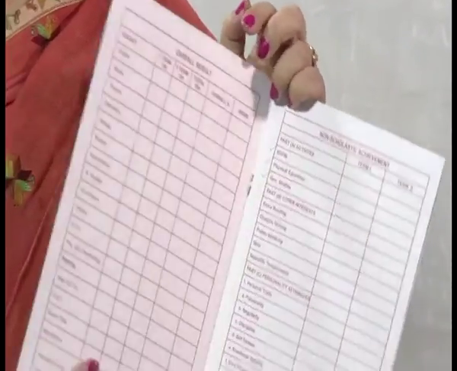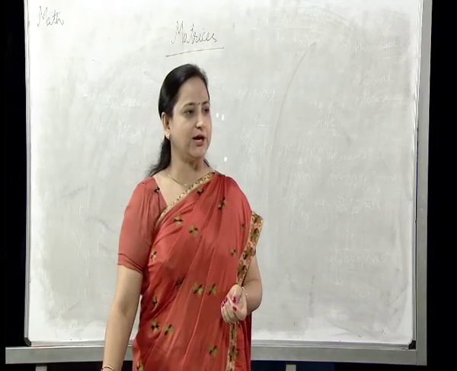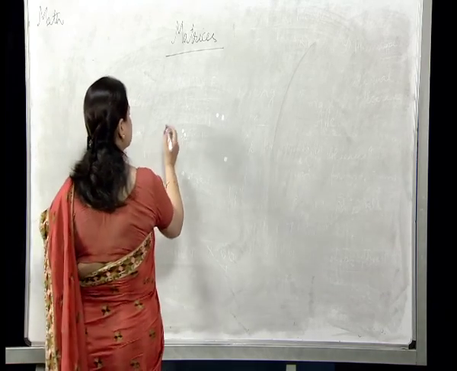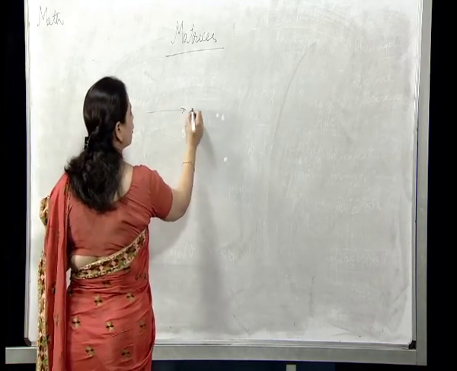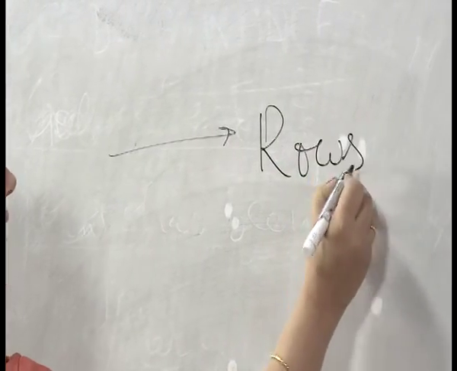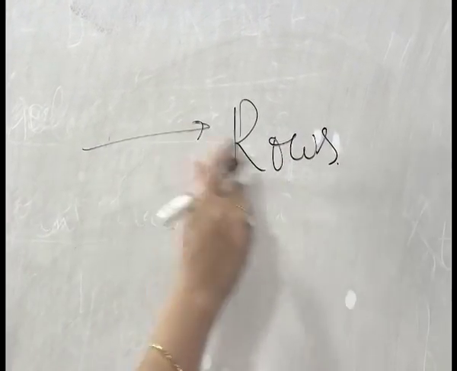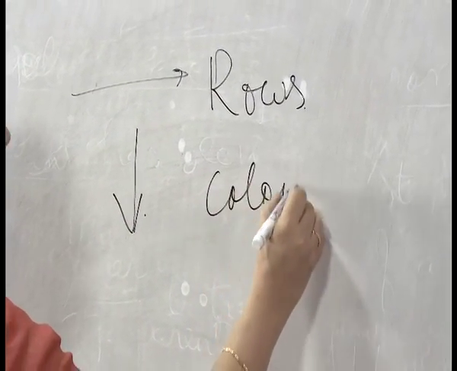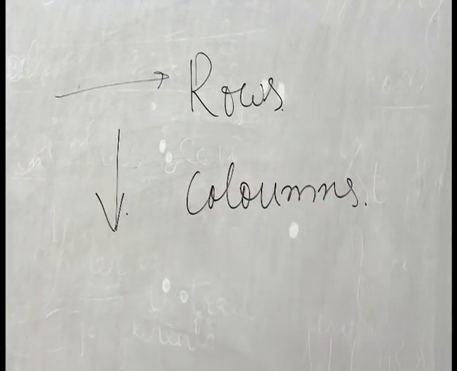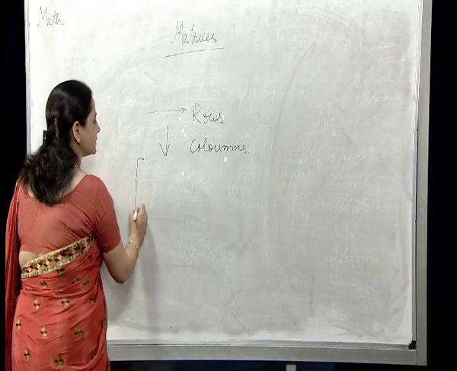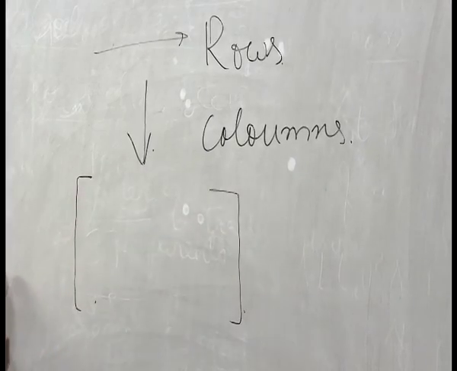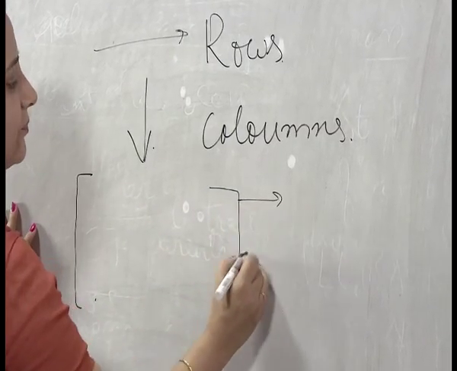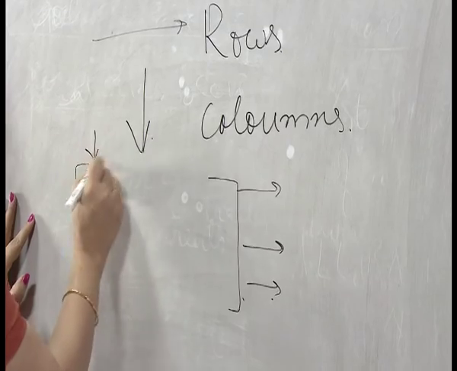So what is a matrix, which we are going to study? It is a rectangular arrangement of objects which we call elements. Here you have rows and columns. Horizontal lines are called rows and vertical lines are called columns. In matrices, we write the data in this form, where you have rows and columns.